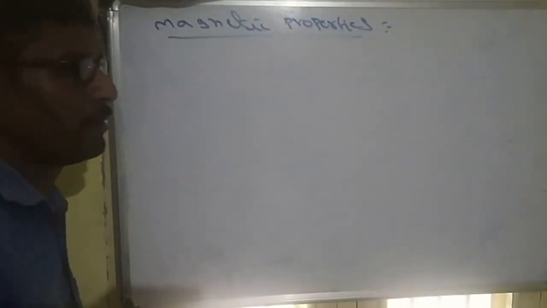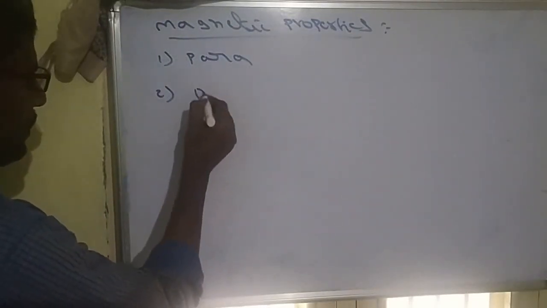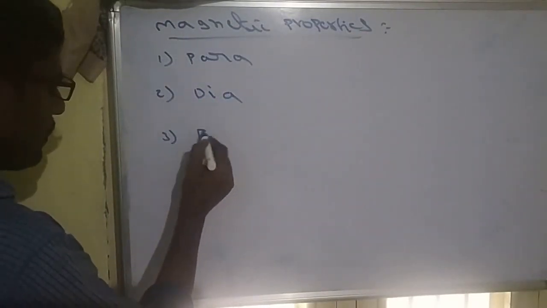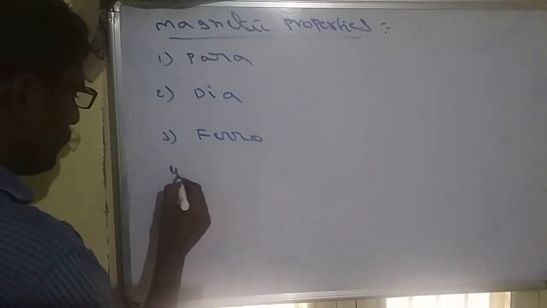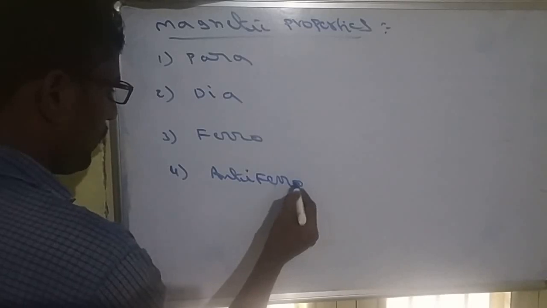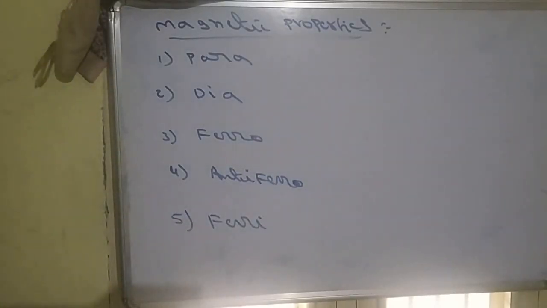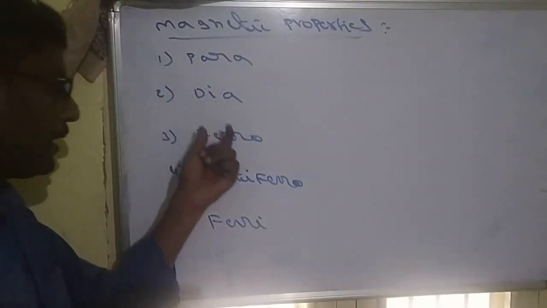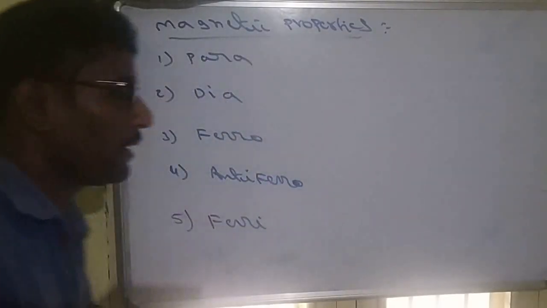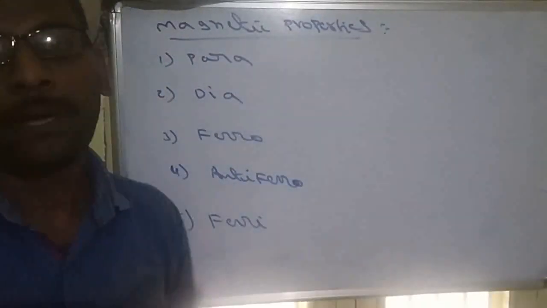Magnetic properties. So magnetic properties can be paramagnetic, diamagnetic, ferro, antiferro, and ferrimagnetic. Para, dia, ferro, antiferro, ferrimagnetic. So paramagnetic is due to presence of unpaired electron.